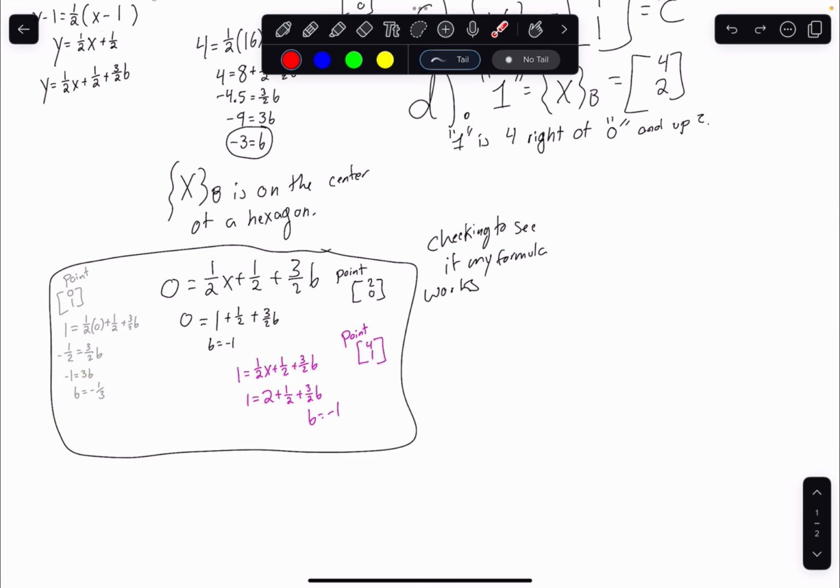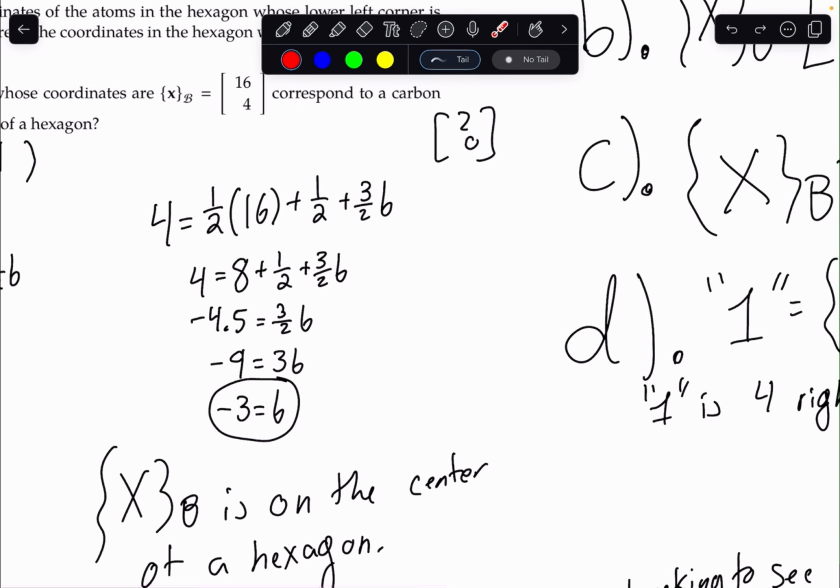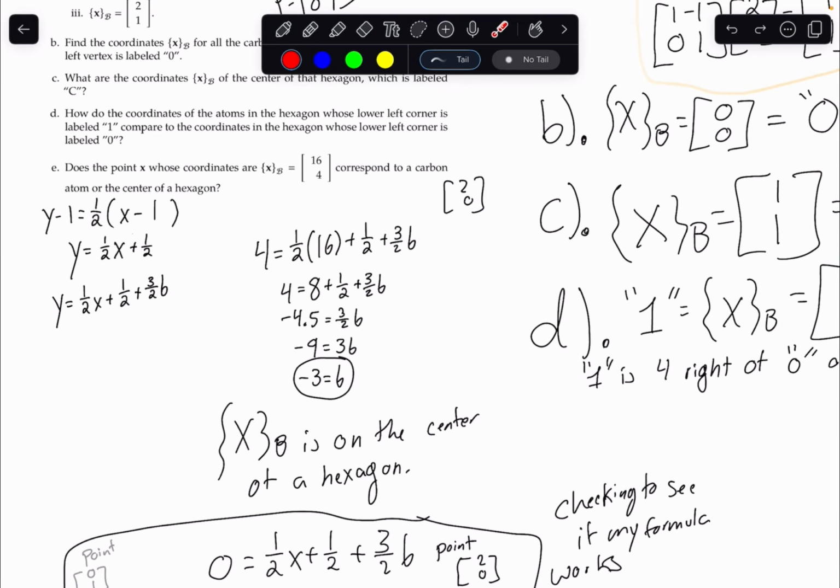So I used my logic, and I was like, logically this should work. Then I checked a couple points to make sure it worked, and then I plugged in my numbers. I had this as my y, and this is my x, and then I solved for b, and I got b equal to -3. Since -3 is a solid number and not a fraction, that means that this x_B is on the center of a hexagon, or this x point is on the center of a hexagon.